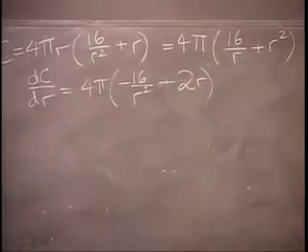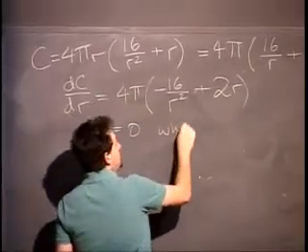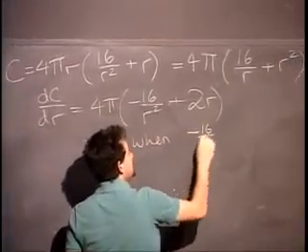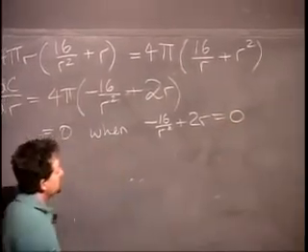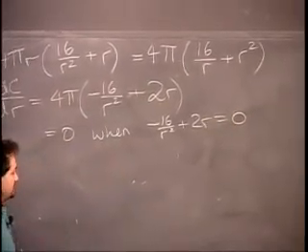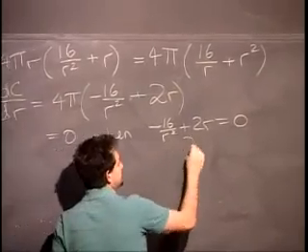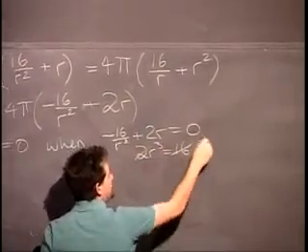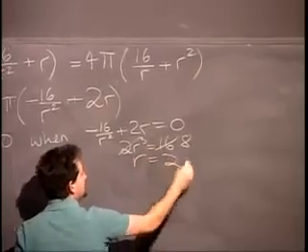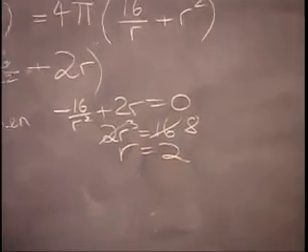And then you have plus 2r. And this equals 0 when minus 16 over r squared plus 2r equals 0. Or if you multiply through by r squared, you will get 2r cubed equals 16, r cubed equals 8, and the only solution is r equals 2. By the way, I kind of skipped over step 2. I should probably do that.